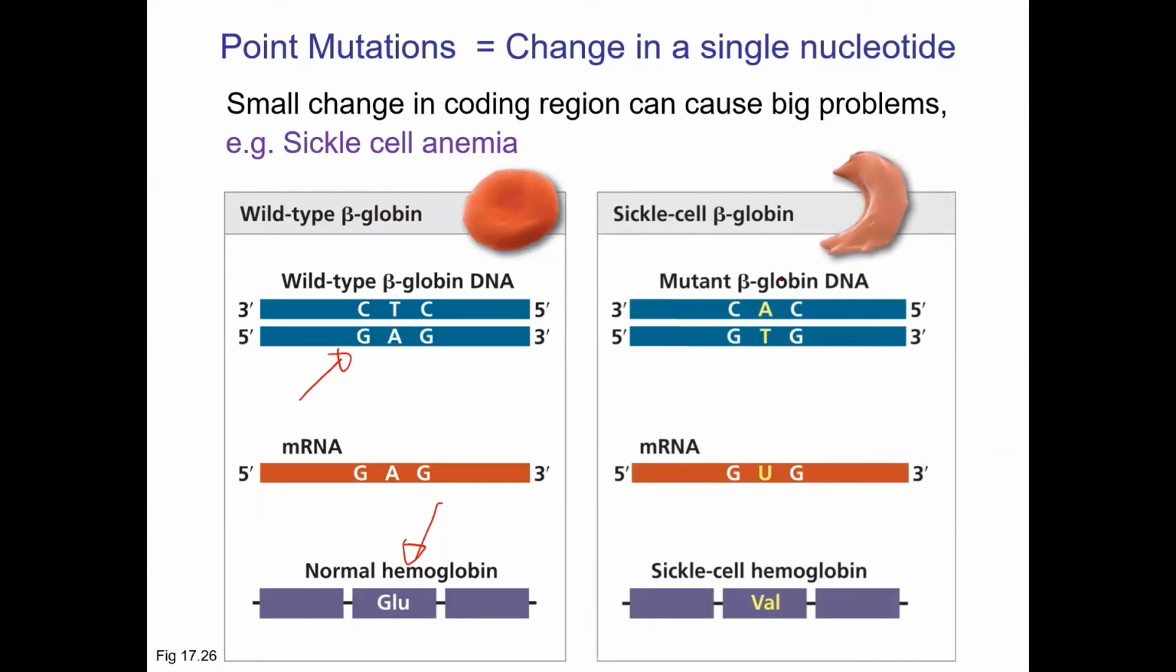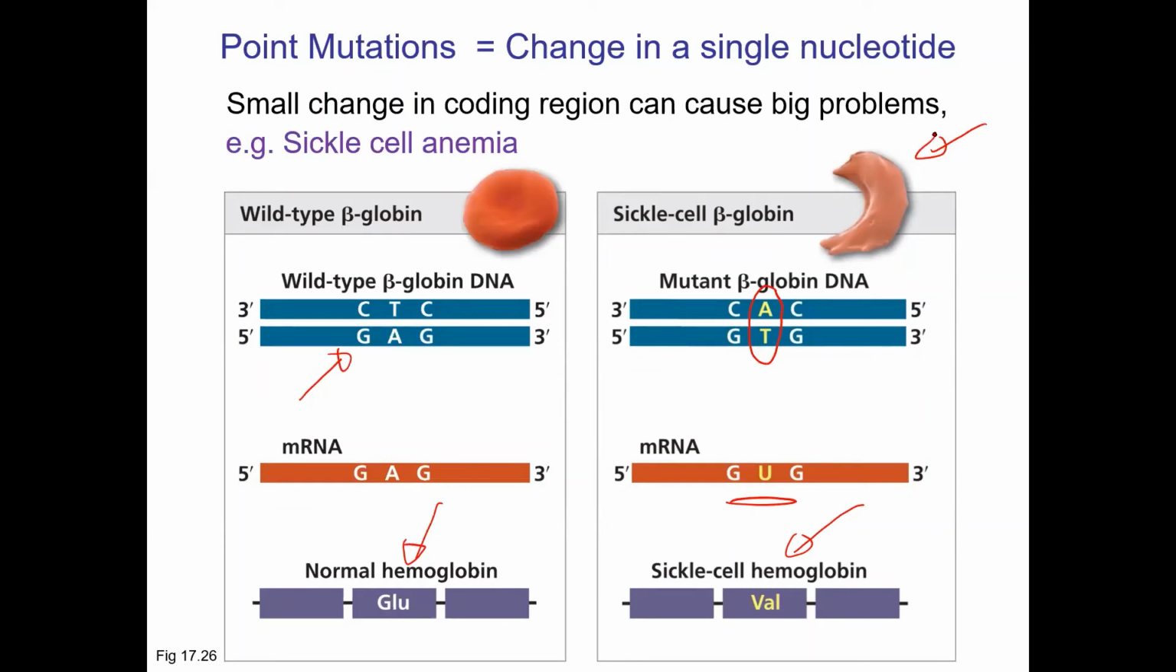So they have one base pair change, right here in the middle of that particular codon. Instead of a GAG, we get a GUG. And instead of a glutamic acid, in the end, we get something called a valine. So what? One amino acid. How does that cause these funny looking cells? The disease is called sickle cell anemia.